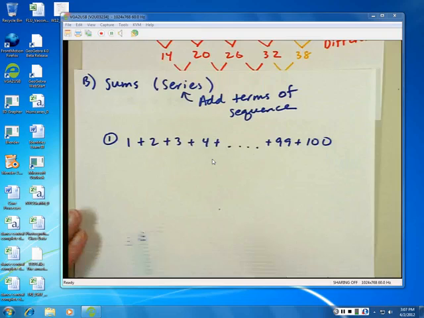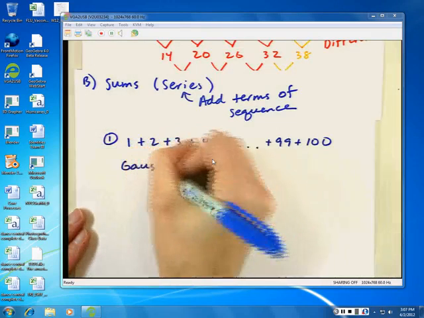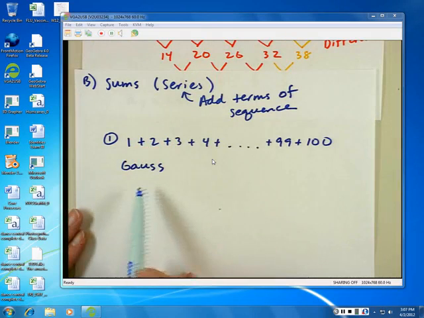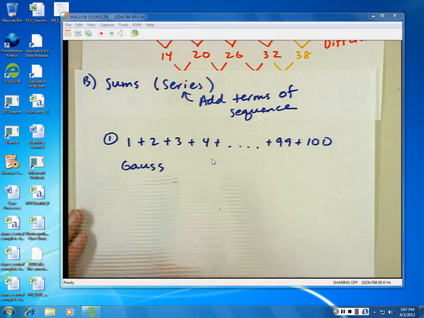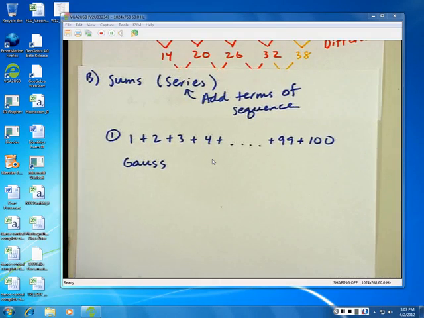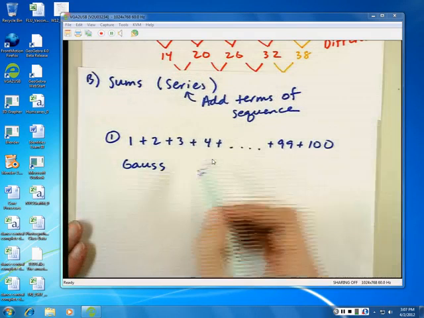So what we do is we look for the pattern, and this pattern is Gauss's pattern. He was a mathematician, and the story goes that Gauss was a young boy, and his teacher in elementary school wanted something to keep the children busy, so she had them add the numbers 1 through 100, and Gauss was done really quickly. And what he did, instead of just adding 1 plus 2 is 3, plus 3 is 6, and so on and so forth, he instead looked for a pattern. So here's what Gauss did.